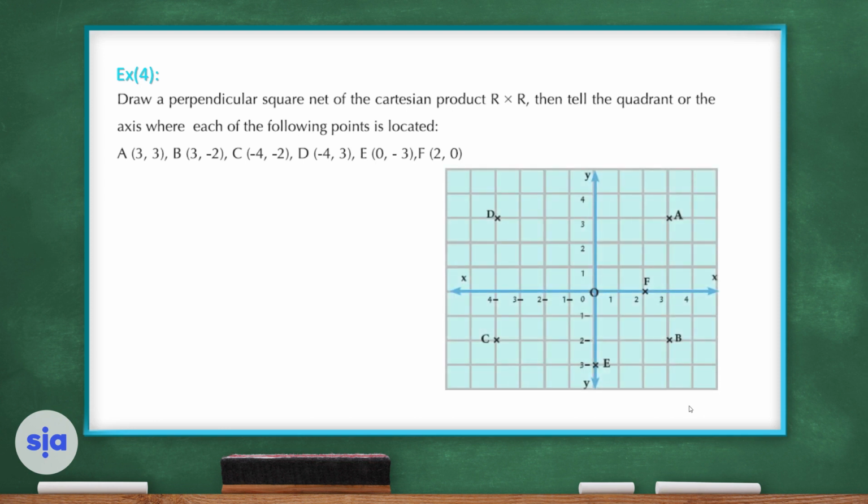Here we go. So point A, which is (3, 3), is plotted on the Cartesian plane, and here it is located in which quadrant? Yes, excellent. Point A is located in the first quadrant. Point B, (3, -2). The x is positive where the y is negative. So as you can see it here is plotted correctly on the right hand side, and it's there in the fourth quadrant.